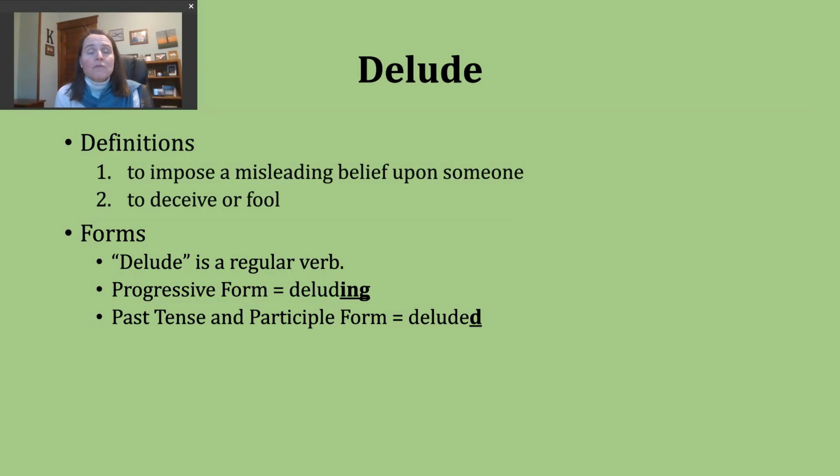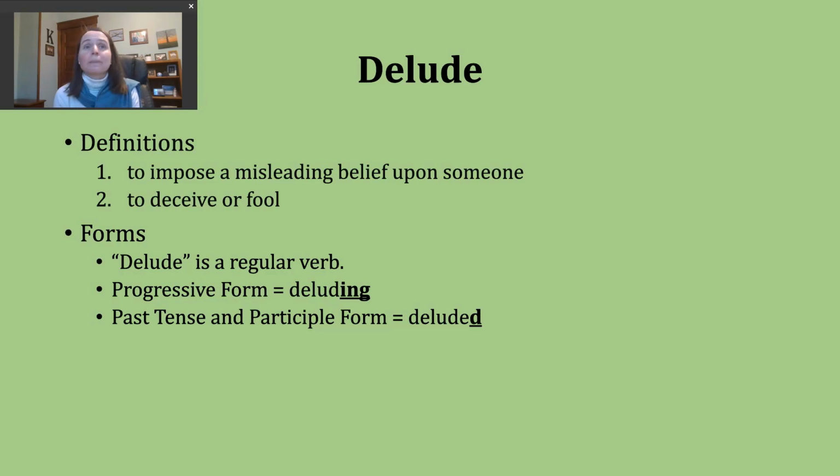To make the progressive form, we're going to drop the E on the end because we have a verb that ends in the pattern vowel consonant E. We'll add ing, and that forms deluding. The past tense and the participle form of the verb can be made by just adding D since this verb already ends in an E.